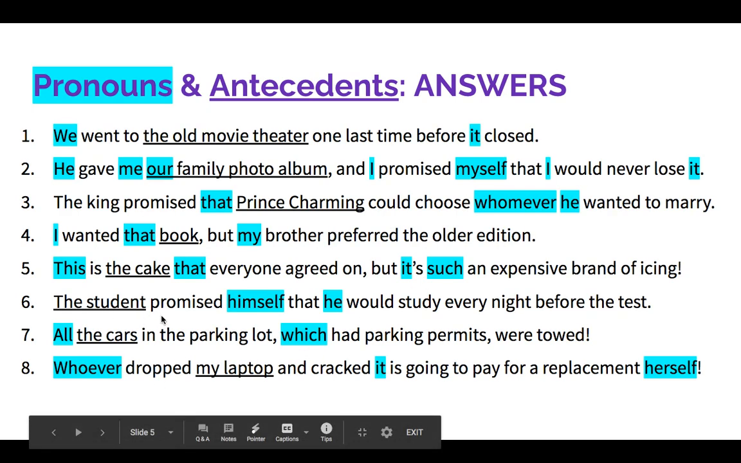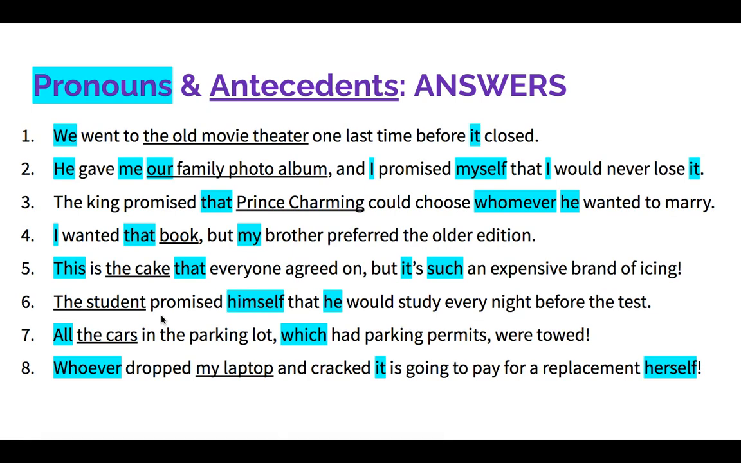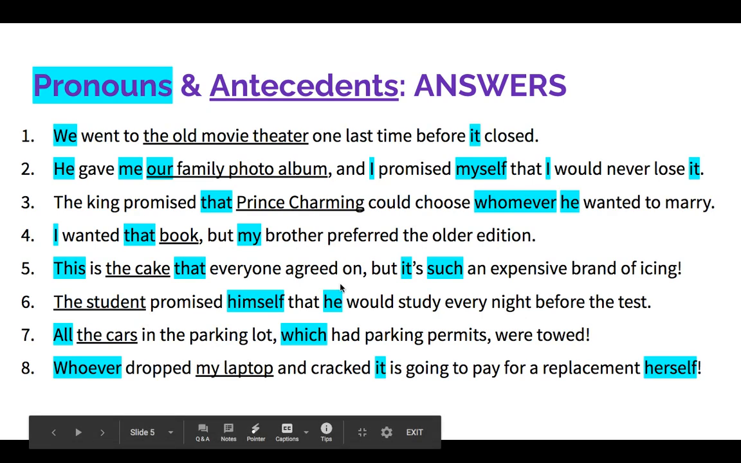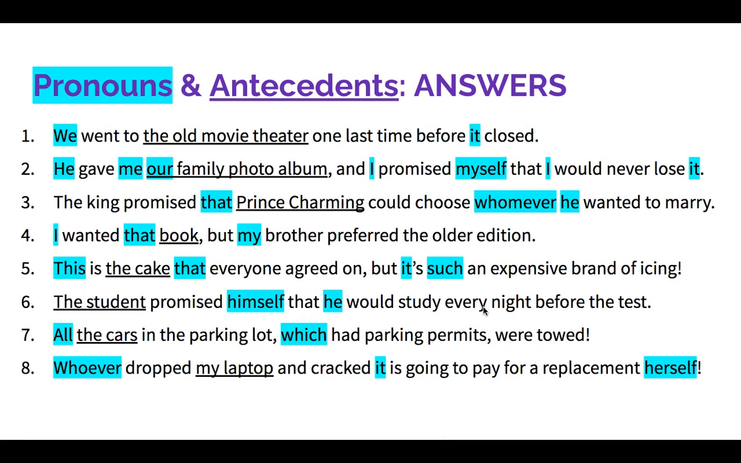All right, number 6, the student promised himself that he would study every night before the test. Ooh, that'd be nice. Okay, so we have the pronoun himself and we have the pronoun he. Now, the antecedent here is actually referring to both of these. So the student promised the student that the student would study every night before the test. So that antecedent there, the student, is actually being represented by both himself and the pronoun he.